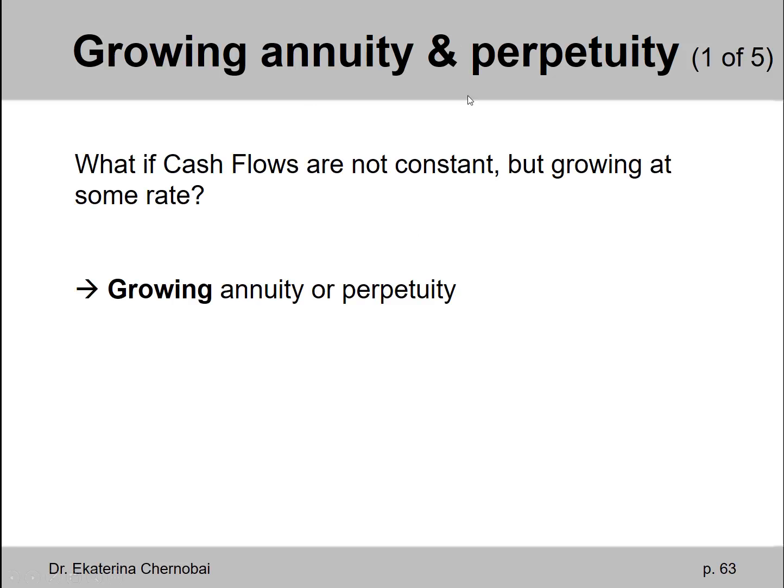The next topic is called growing annuity and growing perpetuity. This is a little bit more complicated, well, probably a lot more complicated than what we just did. So think about the cash flows in our annuity or perpetuity being not constant, but instead growing, following some pattern. They're growing at the same rate every time period.